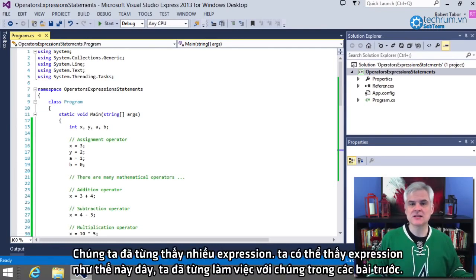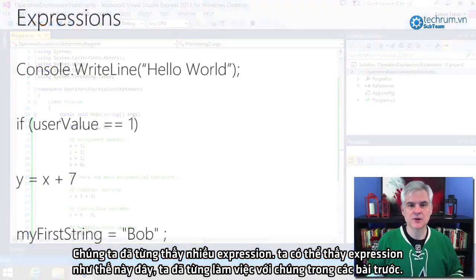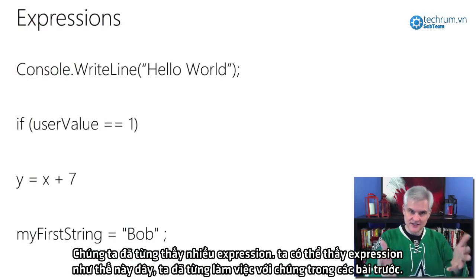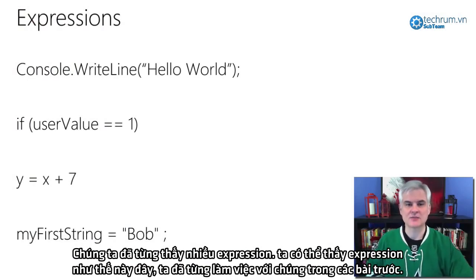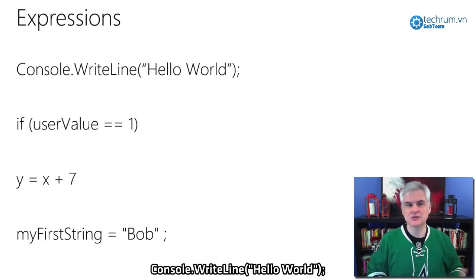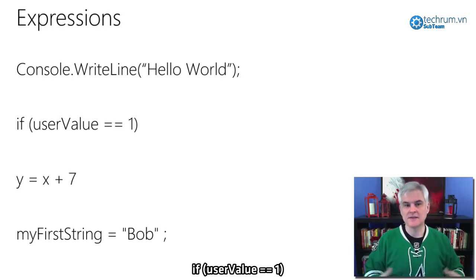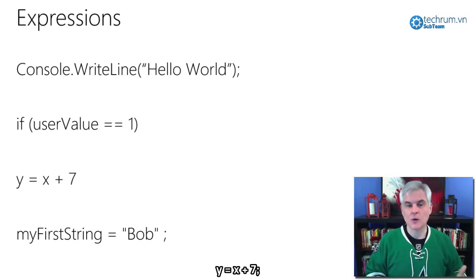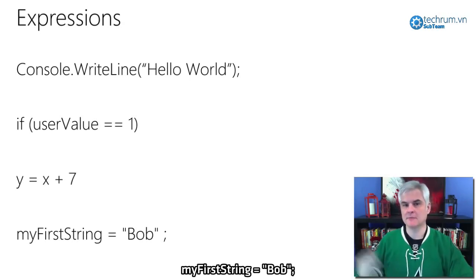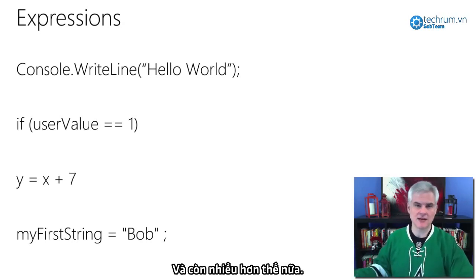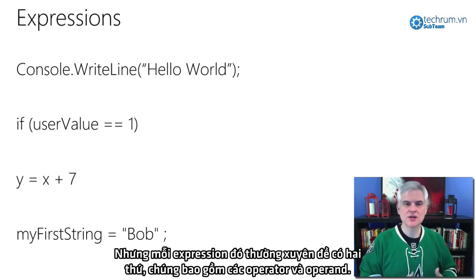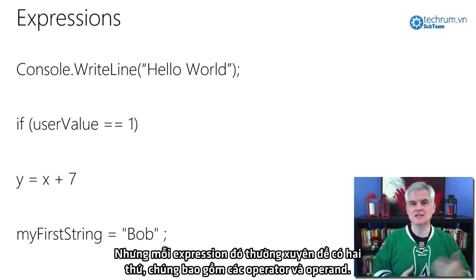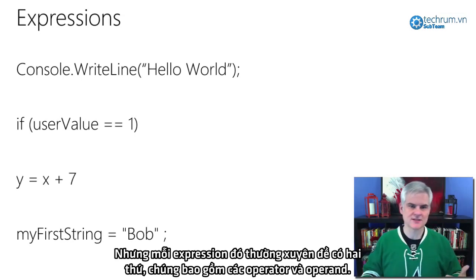And we've seen several expressions already. We've seen expressions like the ones on this slide as we've been working through these lessons. Console.WriteLine hello world. If user value equals 1. Y equals x plus 7, my first string equals Bob, and there are many others. But each of these expressions has two things in common. They consist of operators and operands.